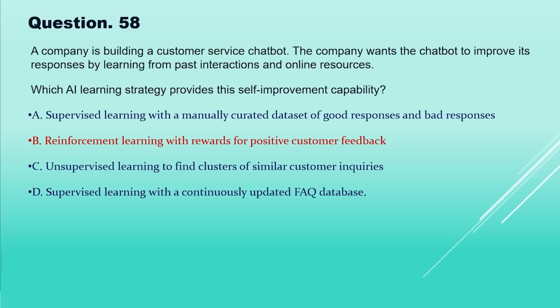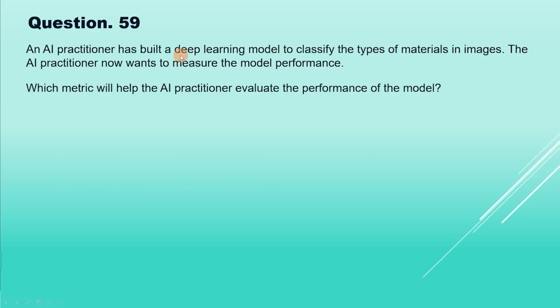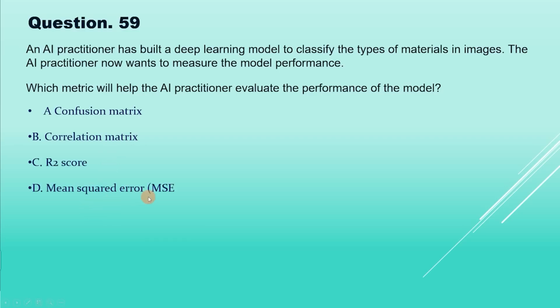Now question number 59. An AI practitioner has built a deep learning model to classify the types of material in images. The AI practitioner now wants to measure the model performance. Which metric will help the AI practitioner evaluate the performance of the model? And here are the options: A, confusion matrix; B, correlation matrix; C, R2 score; D, mean squared error.